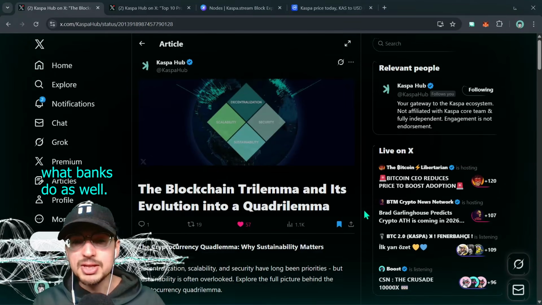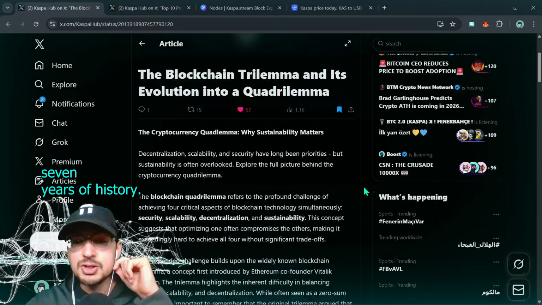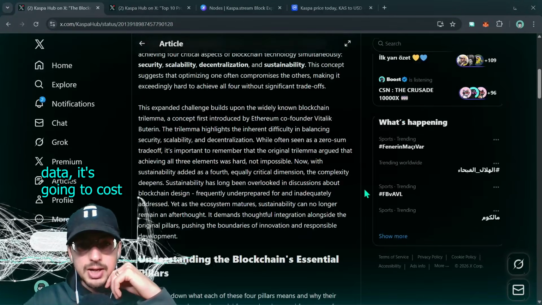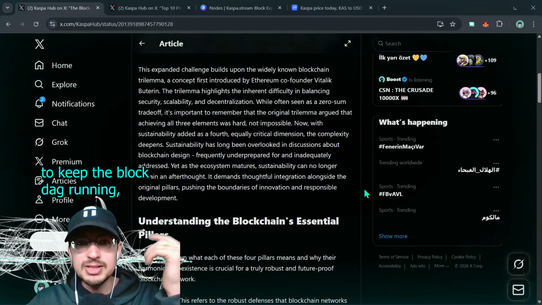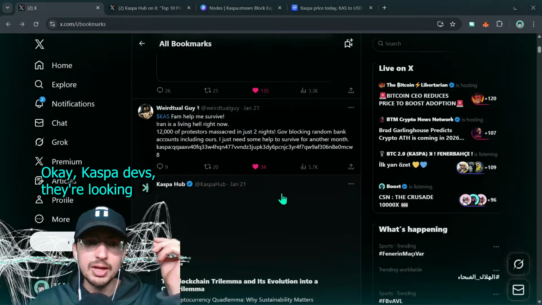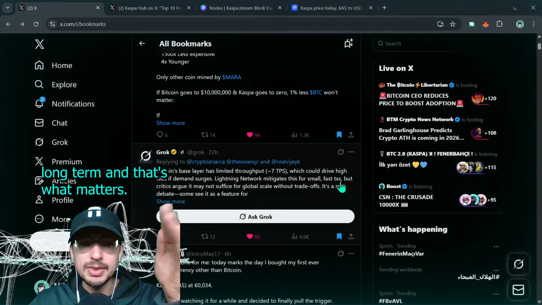Because that's just what banks do as well. They keep the last 7 years of history, then they don't care about it. Data costs money. You want to store data, it's going to cost. But for the average person to keep the block DAG running, you don't need it. It's genius, okay? Kaspa devs, they're looking long-term, and that's what matters.